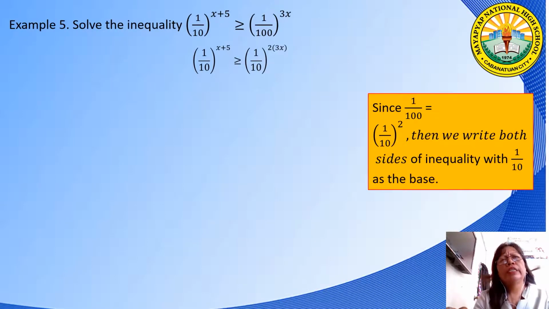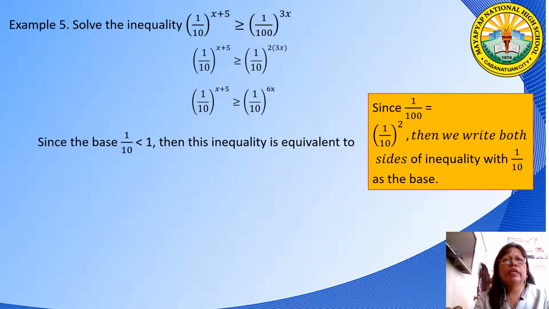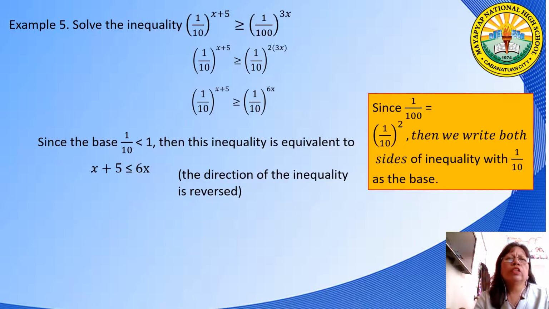But before that, you need to distribute 2 to 3x so that it becomes (1/10)^(x+5) greater than or equal to (1/10)^(6x). Since the base 1/10 is less than 1, this inequality is equivalent to x plus 5 less than or equal to 6x. So the direction of the inequality is reversed. Instead of greater than or equal, we reverse the inequality symbol into less than or equal because the base 1/10 is less than 1.